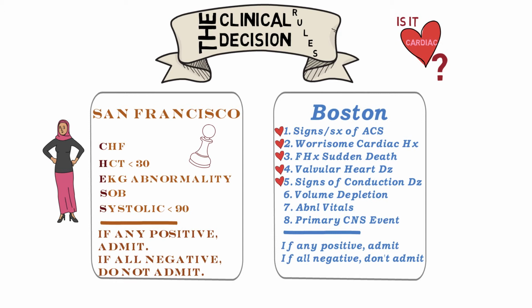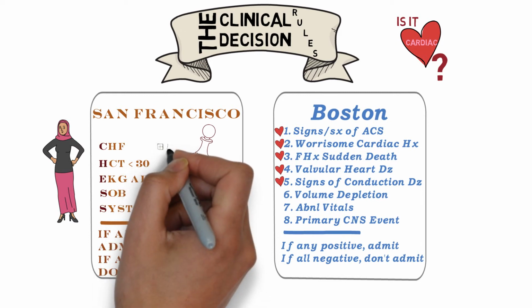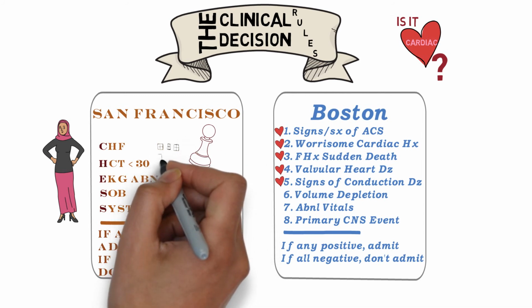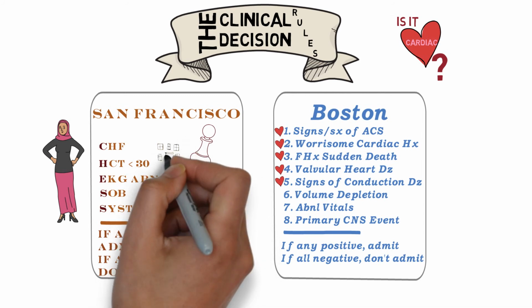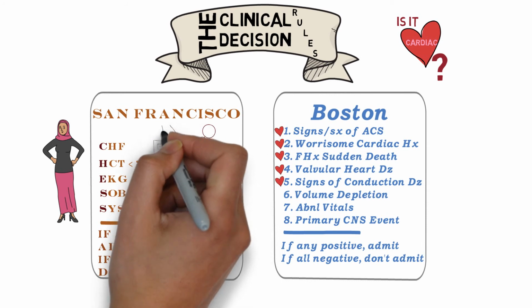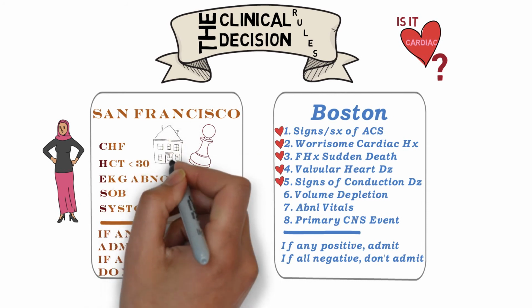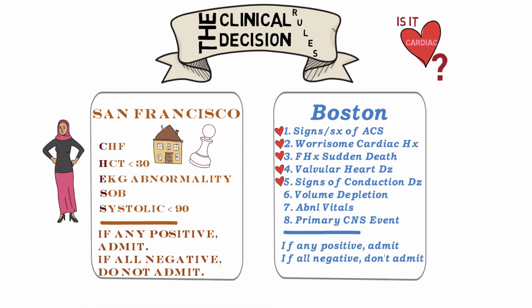By the San Francisco criteria, would you admit her? No. She's otherwise healthy, normal labs and EKG, none of the criteria are met. The San Francisco rules suggest you could feel comfortable letting her go home.